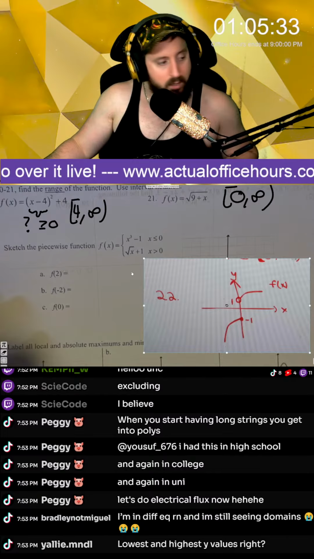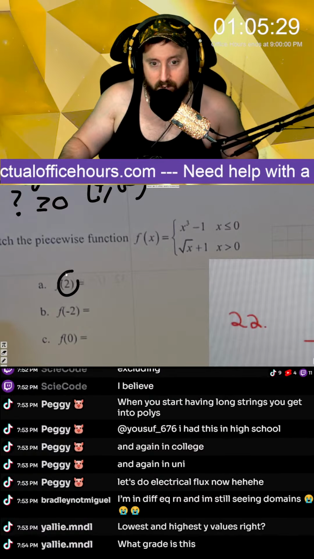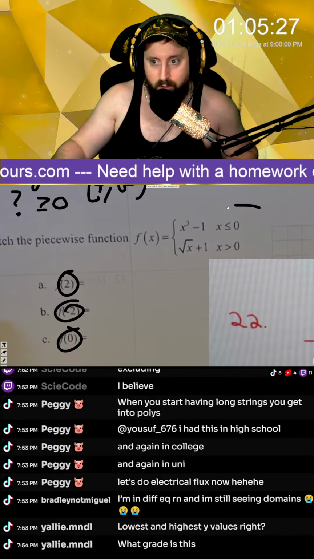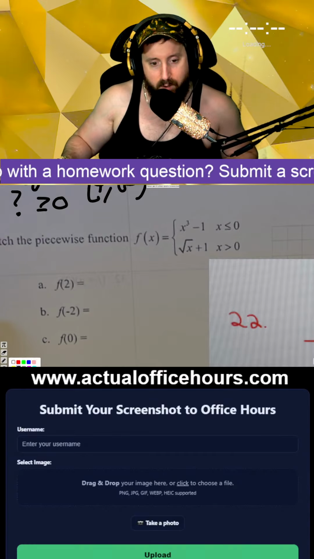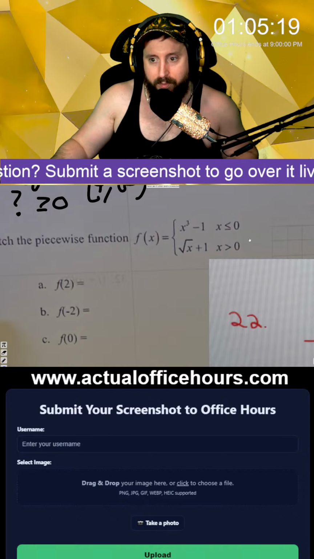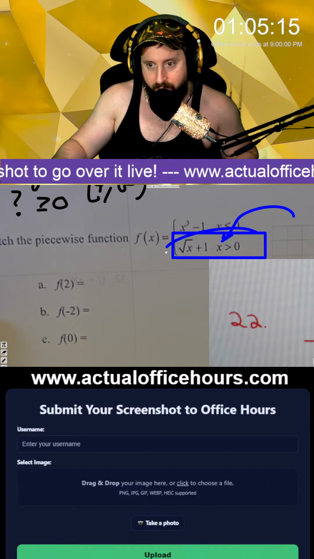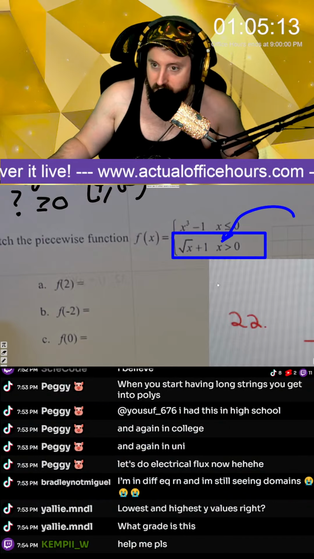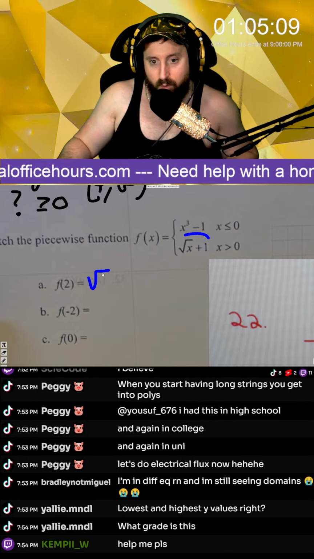But if you want to figure out what the values are, based on what this is, you look here for what piece you look at. This is high school, I would say. This is probably pre-calc. So, for instance, f of 2, well, that's when x is 2, and that falls into this piece of the piecewise function, because 2 is greater than 0. So this one would end up being square root of 2 plus 1.